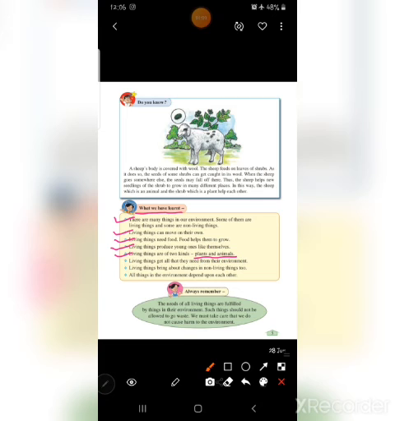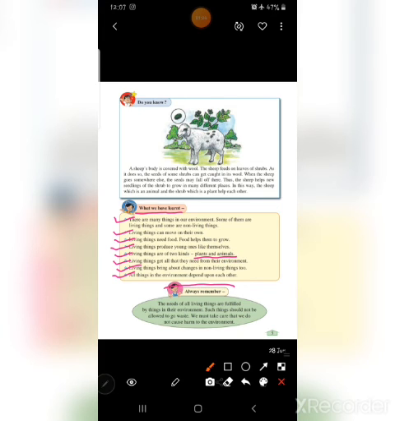Living things get all they need from their environment. Whatever things living things need, they get from their environment. Living things bring about changes in non-living things too. All things in the environment depend upon each other. Yes, all these points we have seen in this lesson.